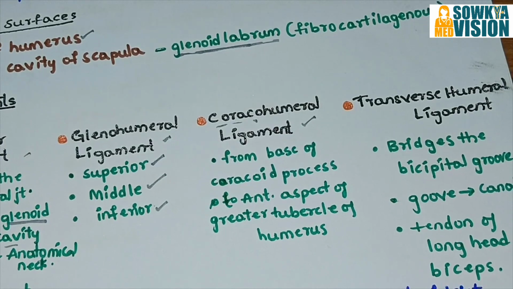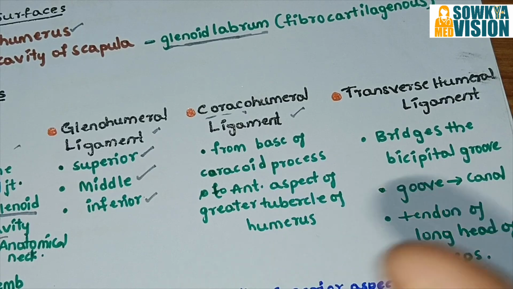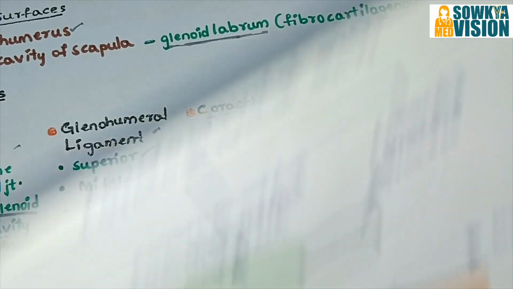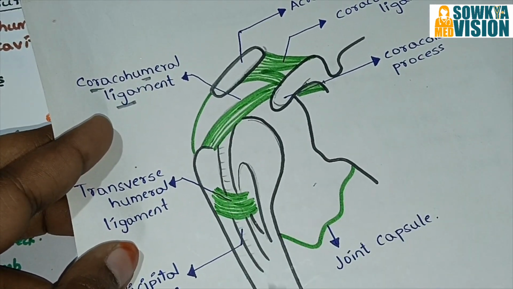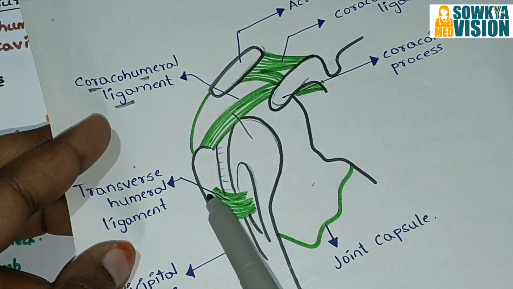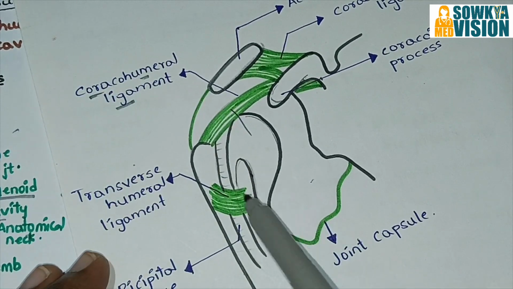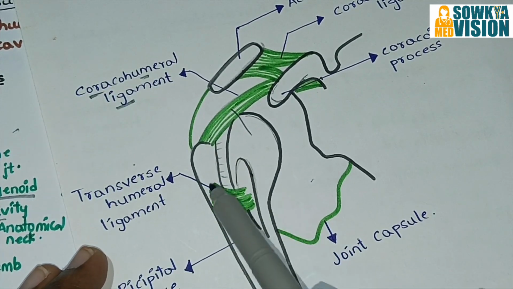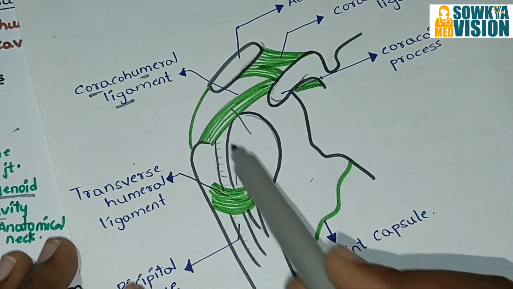And now, the fourth ligament is what? Transverse ligament. Transverse humeral ligament means what? It is present transversely on the humerus. Yes, see, this is a transverse ligament. It is a humerus bone and this is the transverse ligament. This is the lesser tubercle and this is the greater tubercle. It is present between these two. This is a bicipital groove.